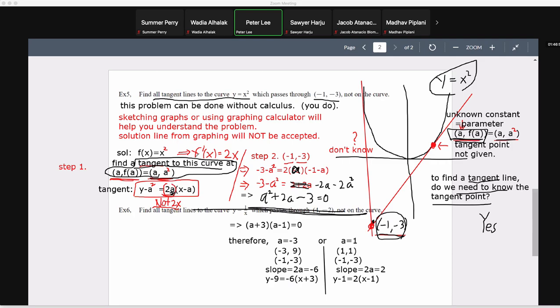Now, this is not the only way to solve this problem, but I think this is one of the easiest ways, the most standard way. If you know any other way, and if it's mathematically correct, I will take that. This is the method I want you to learn. Is that fair?